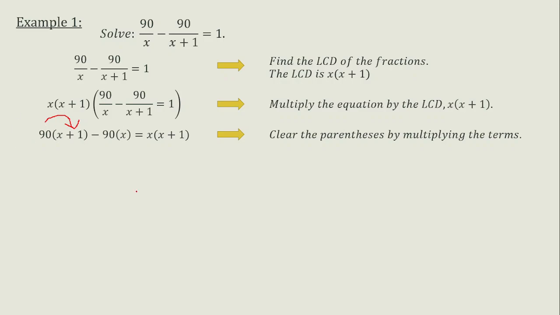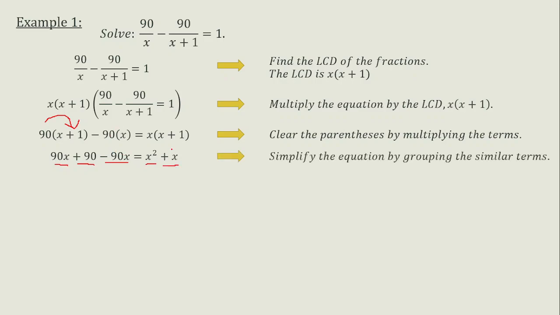So, 90 times x, the answer will be 90x. 90 times 1, the result will be plus 90. Then, minus 90 times x, minus 90x. Then x times x plus 1, again, let's apply the distributive property. So x times x equals x squared. X times 1, the answer is plus x. Then after that, the next step is to simplify the equation by grouping the similar terms.